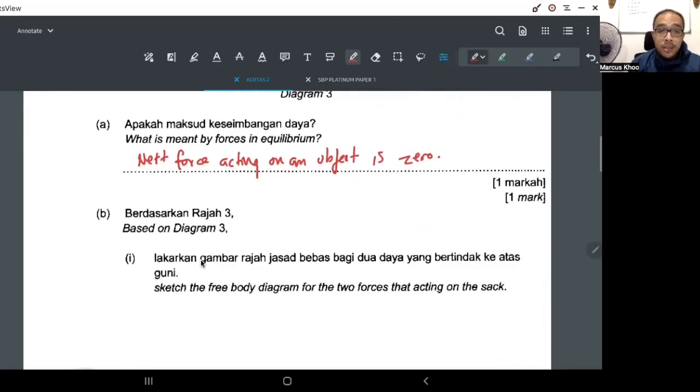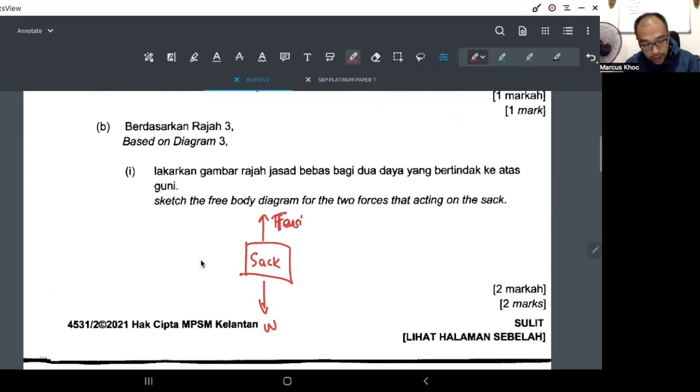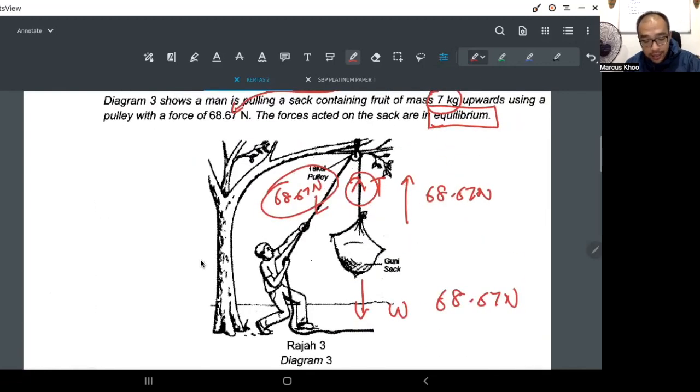Okay, so based on diagram 3, sketch the free body diagram for the two forces acting on the sack. So this is the sack. The two forces will be the weight and the force upwards. You can also write tension on the string. I guess tension is a better word. Tension, and then weight. Because this one is the tension that is caused by this force. So you don't say force, I think it's better to say tension.